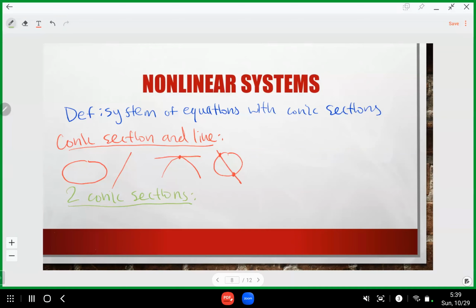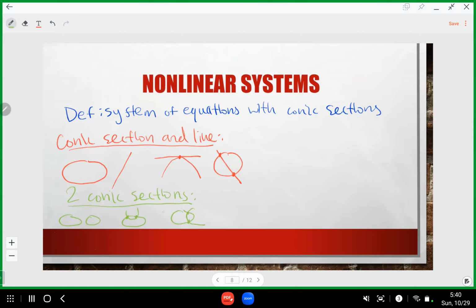If you have two conic sections, you can have an ellipse and an ellipse with no intersection. What about two intersections? What can you have that has two intersections? Maybe an ellipse and a parabola right here. That's two intersections. What about three intersections? An ellipse and an offset parabola like this.